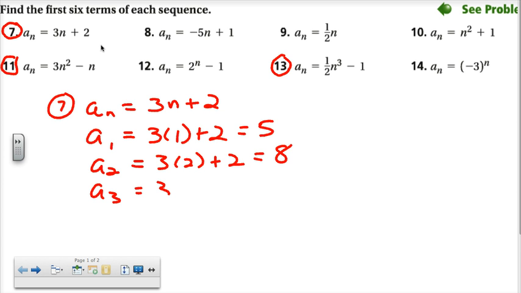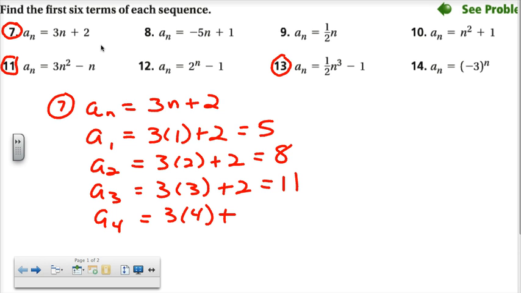For the third term, I need to put a 3 into the formula. That's 9 plus 2, which is 11. And then for the fourth term, I would put a 4 in. 3 times 4 is 12, and 12 plus 2 is 14. And hopefully at this point you notice, wait a minute, 5, 8, 11, 14. Really, I'm just putting another 3 in there every time. And of course you are. Look what you did for n. It went from 1 to 2 to 3 to 4.